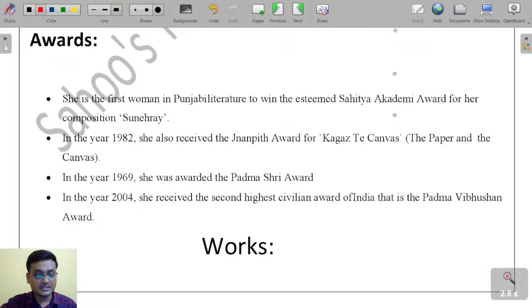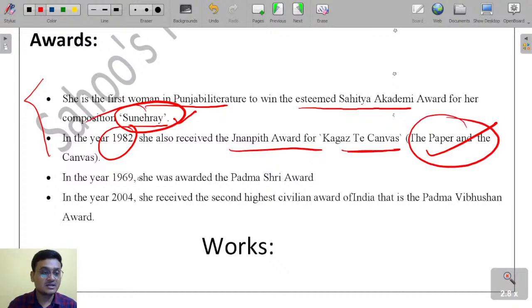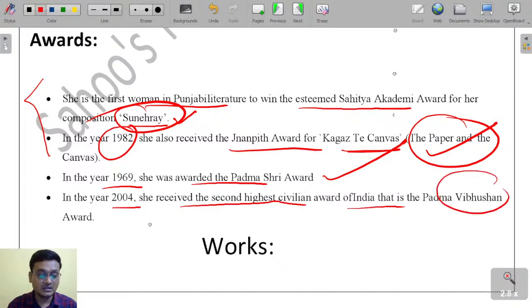And she is the first woman in Punjabi literature to win the esteemed Sahitya Academy Award for her composition Sunehade. In some places it is written Sunehade, in some places Sunehade as well. In the year 1982, she also received the Gyanpith Award for Kagaz Te Canvas. So the important words are Sunehade and the Paper and the Canvas, Kagaz Te Canvas. In the year 1969, she was awarded the Padma Shri Award, and in 2004 she received the second highest civilian award of India, the Padma Vibhushan.